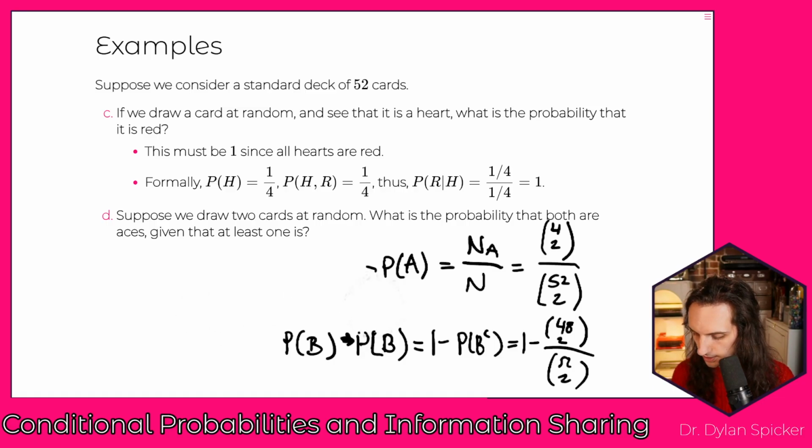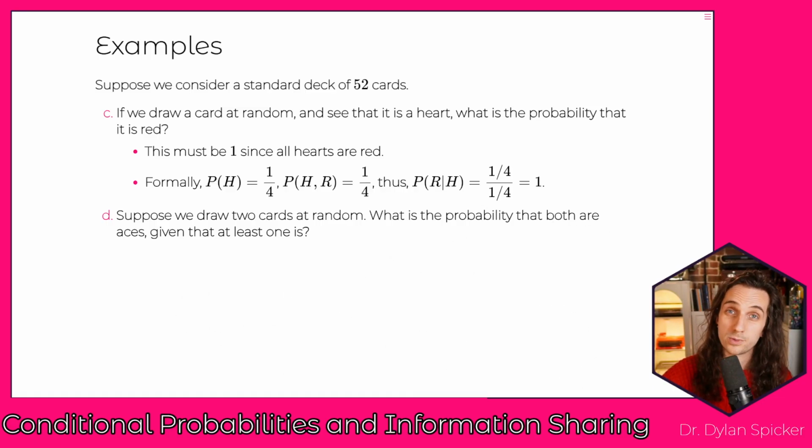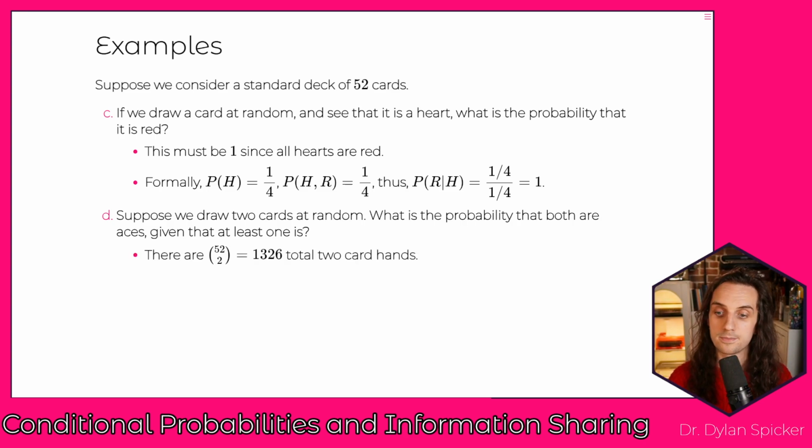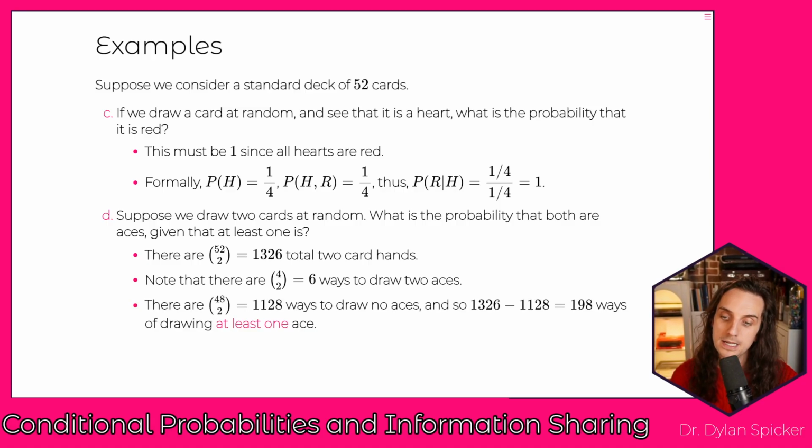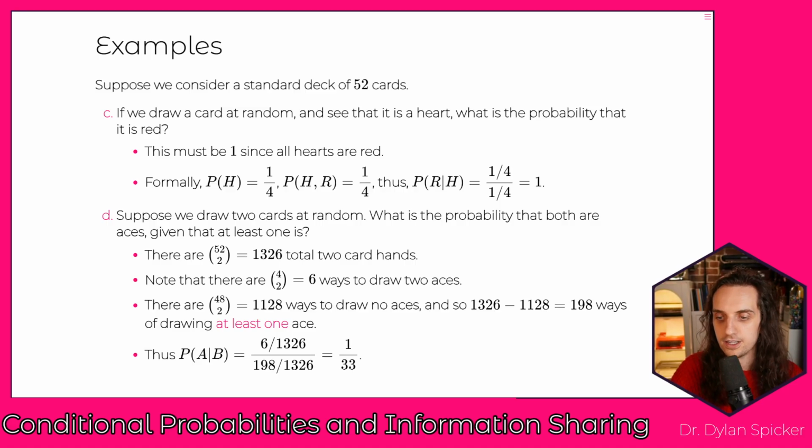Okay, and so we can look at this, right? And on the slides here, we'll have a slightly different approach to the problem, but it's the same logic. Right, there are 52 choose 2, which is 1326 total 2-card hands. 4 choose 2 of those have 2 aces, right? So that's exactly the same. But then 48 choose 2 of those have no aces at all. And so if we know that 1128 of them have no aces, then 1326 minus 1128 of them, which is 198, have at least 1 ace. And therefore, we take 6 out of 1326 divided by 198 out of 1326, which gives us 1 in 33.